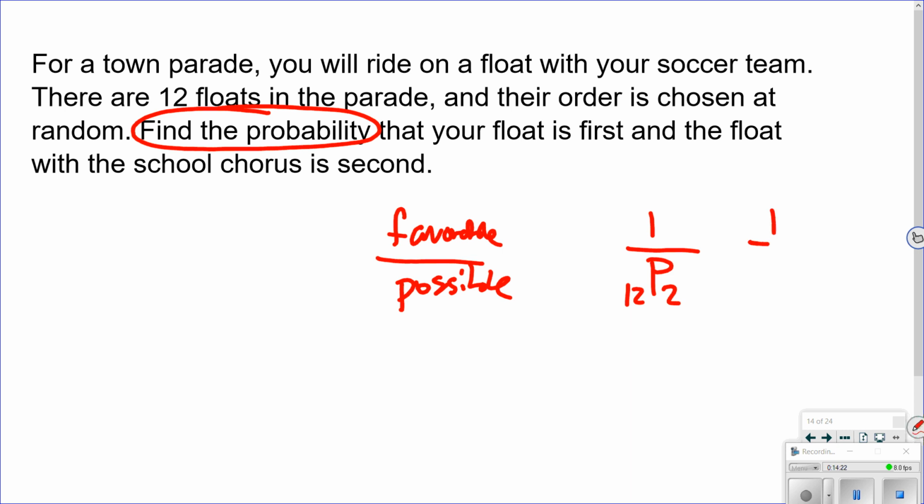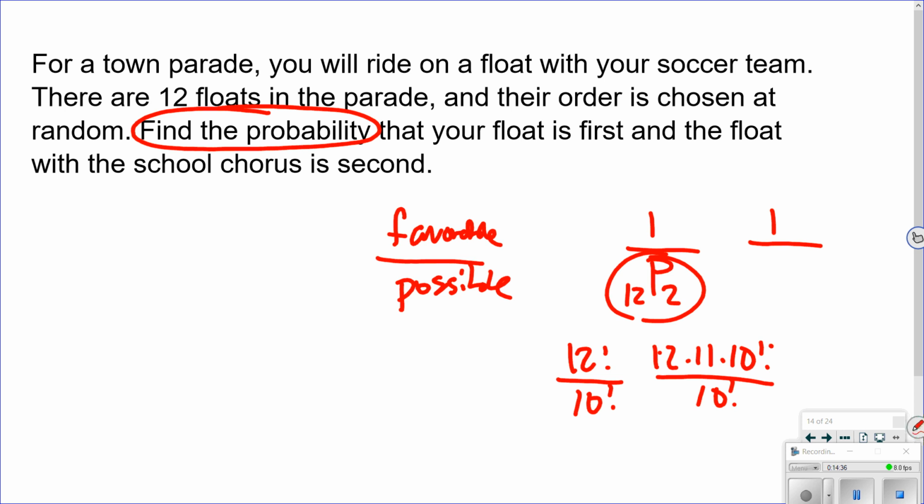So that'd be 1 over, and we got to figure out what this is equal to. So let's figure that out. That's 12 factorial over 12 minus 2 factorial, which is 10 factorial. So that'd be 12 times 11 times 10 factorial. Those cancel out. 12 times 11 is 132. So you have a 1 in 132 chance.